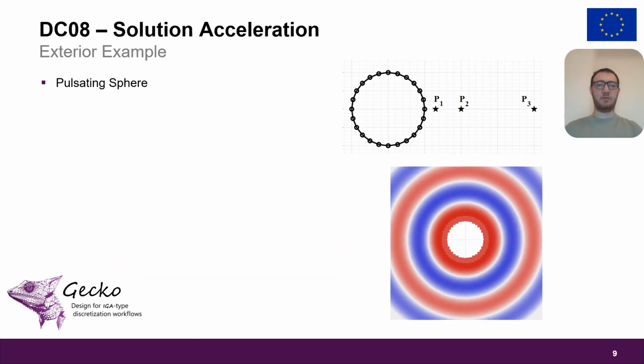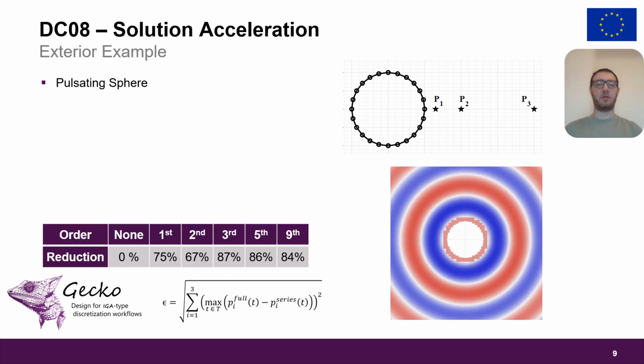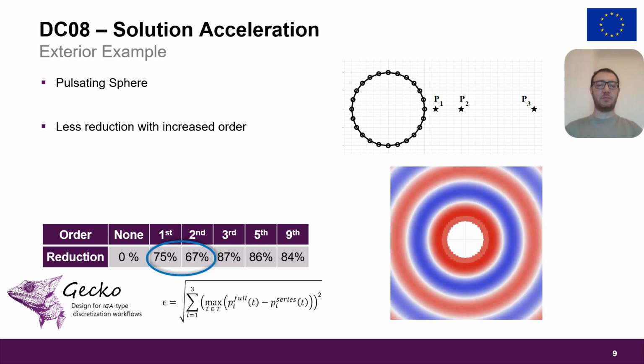And in the next example, we look at the pulsating sphere or the exterior example. Again, looking at the 3 points with the same error metric. We can see our reduction this time is not monotonic, but it also starts from an already high reduction at the first order, but we can still increase it, but we just need a better representative distance choice since we have been using an average distance to expand this solution.